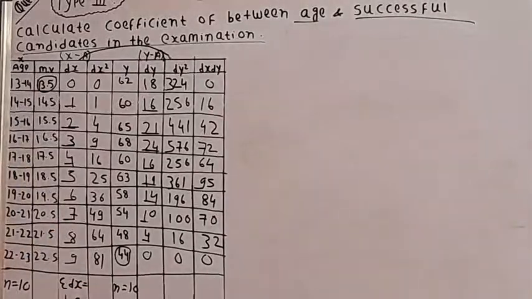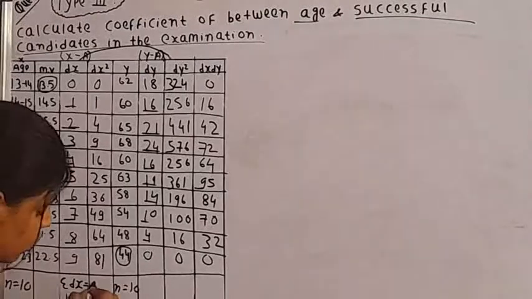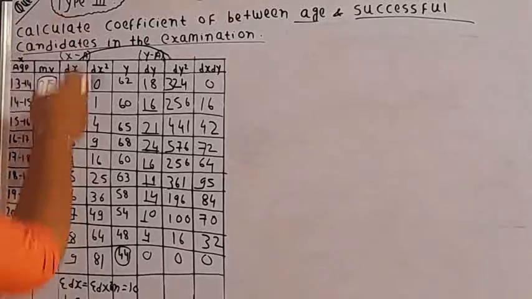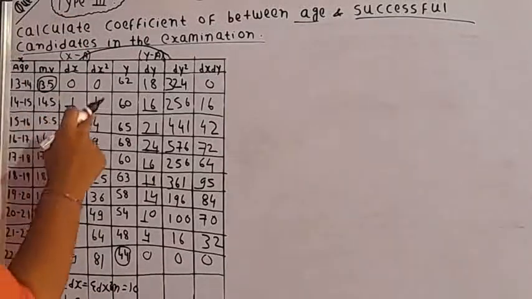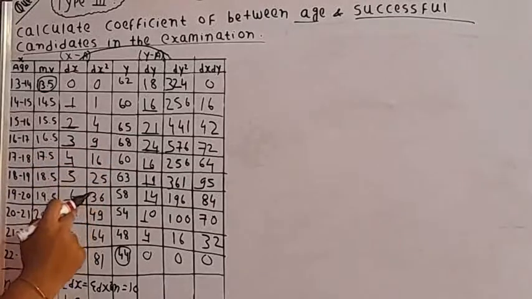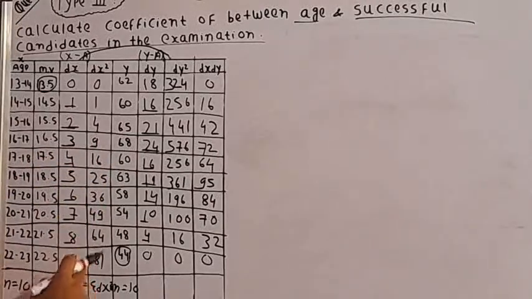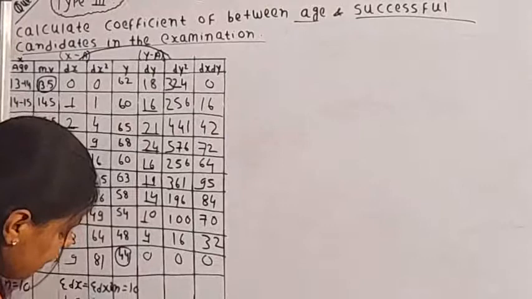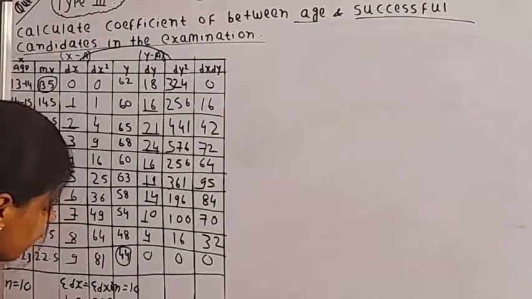Then what we have to compute next, that is summation dx square. So how do we calculate summation dx square? We will make addition of this column. So it will be 1 plus 4 plus 9 plus 16 plus 25 plus 36 plus 49 plus 64 plus 81. When you make addition of this column, you are going to get 285. So here we will write summation dx square is equals to 285.